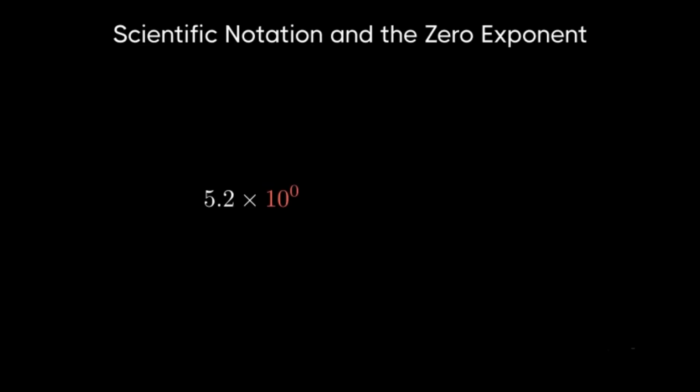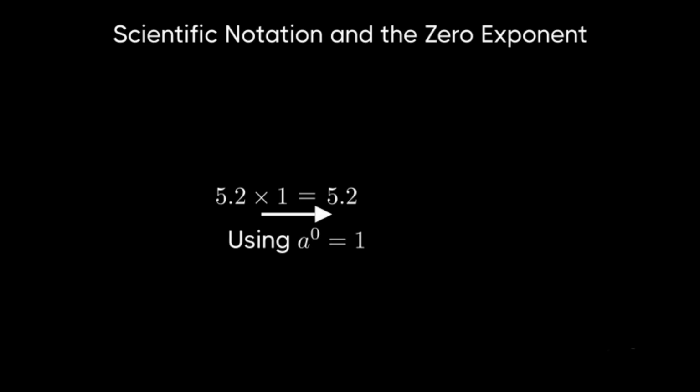The key insight here is the zero exponent rule from algebra. Any non-zero number raised to the power of 0 equals 1. This fundamental rule applies to all non-zero numbers, including 10. So 10 to the power of 0 equals 1. This means our expression simplifies to 5.2 times 1. And since any number multiplied by 1 equals itself, 5.2 times 1 equals 5.2. This confirms that our scientific notation expression gives us the correct value.